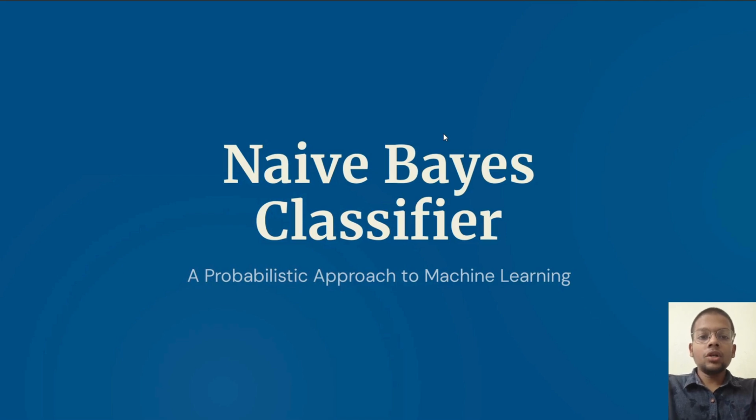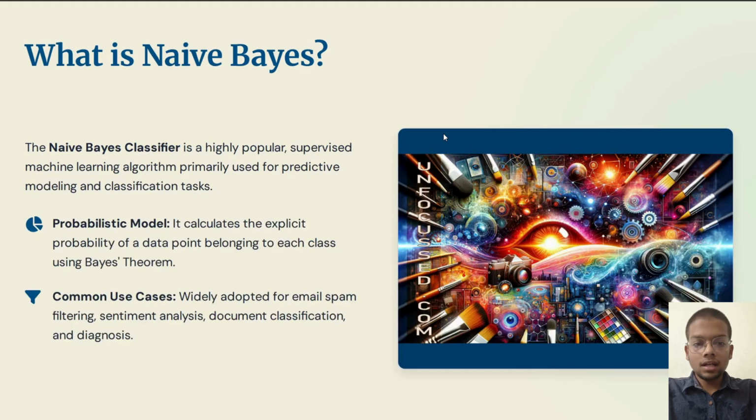Hey everyone, today we are going to break down one of the most elegant and widely used algorithms in machine learning, the Naive Bayes Classifier. By the end of this video, you will understand exactly how it works.